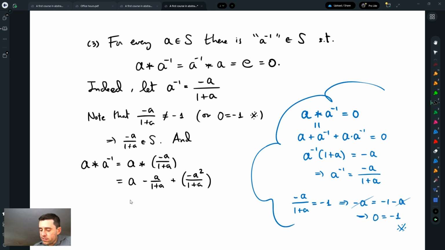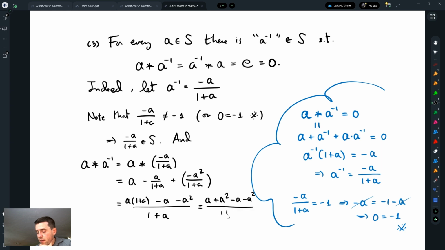Wow, let's see, what is this? So this is going to be a common denominator of 1 plus A, and then 1 plus A times A, minus A squared. So this is A plus A squared minus A squared over 1 plus A, and everything cancels, and I get 0. So I get that the product of the two gives me 0, which is the identity. And this exact same thing happens with A inverse and A.